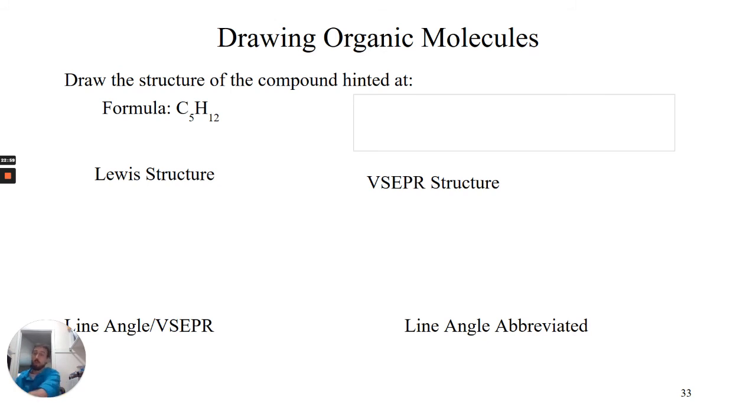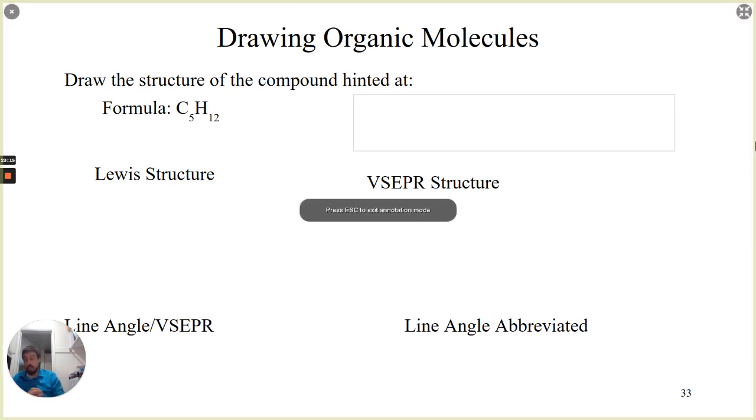Okay? So organic molecules, draw the structure hinted at with C5H12. This would be, again, a good opportunity to click that pause button and draw out a structure for C5H12. Okay? For those of you that went through and drew that out, I commend you because you're actually listening and doing what you're told, which is, believe it or not, a really good thing when we're talking about education, because you need to be thinking about these things. We're leading you in to help you out.